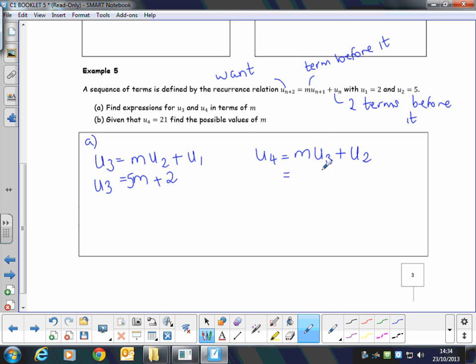Now we know what U3 is in terms of M, which we've just worked out. So we've got M multiplied by U3, which is 5M plus 2. And then I'm adding on U2, and we know that U2 is equal to 5. So it's plus 5.